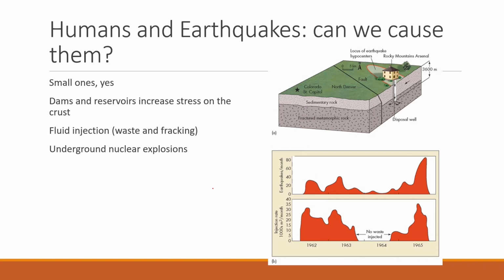Humans and earthquakes, can we cause them? Small ones, yes. Fracking can cause earthquakes. We see that in Oklahoma, where we now have earthquakes where we never had them before. This is an example showing fluid injections, where we are looking at the number of earthquakes, and we see they drastically reduce when we have a gap in injecting fluid. When we start putting the fluid back in, the earthquakes start happening again. Also underground explosions: we can see small earthquakes happening where we have a lot of explosions because we are putting stress into the ground.